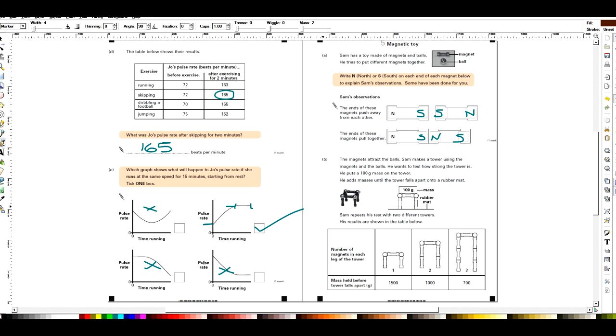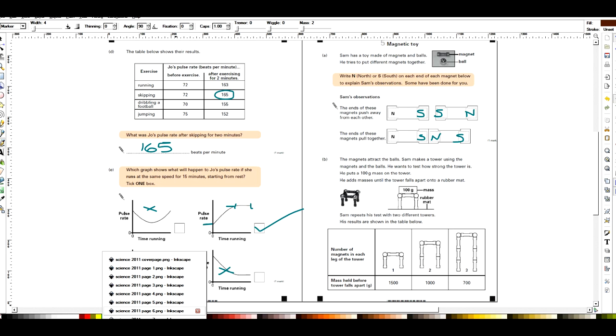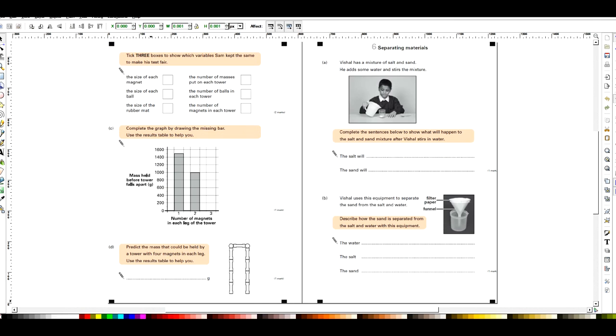Okay. Let's go to the next page. Here we go, part C. It says tick 3 boxes to show which variable Sam kept the same to make his test fair. So what did he do first of all? He kept the size of each ball, which is this one.